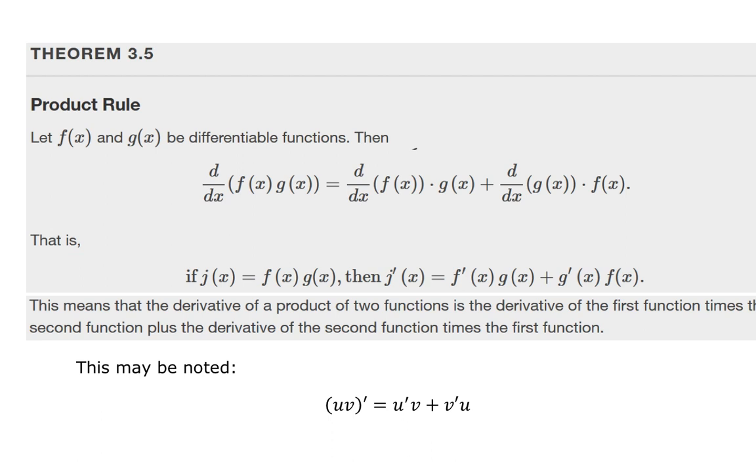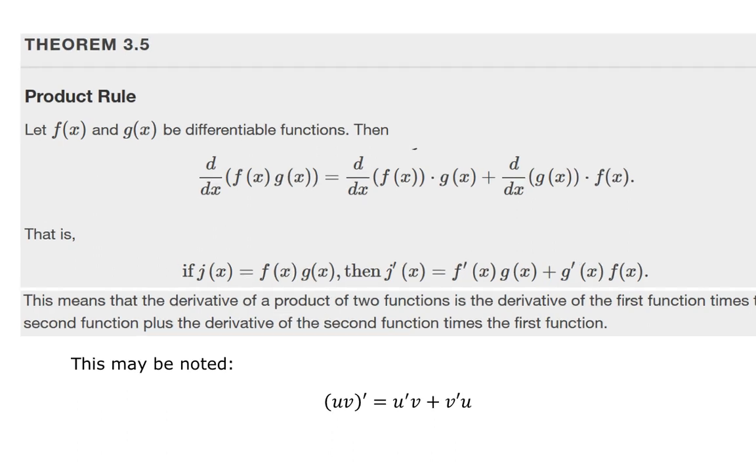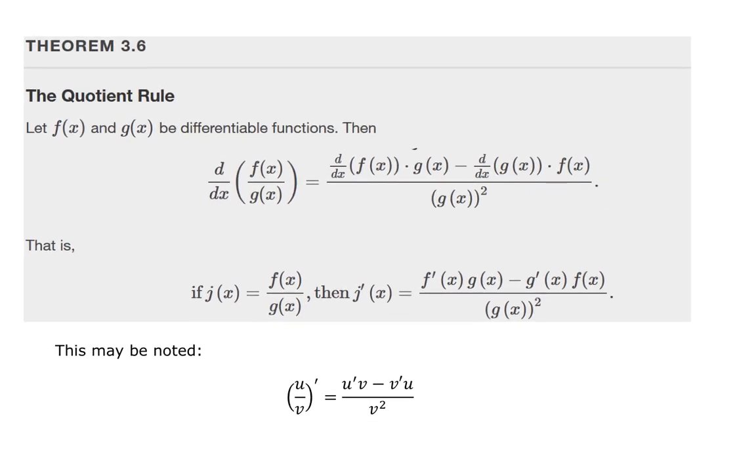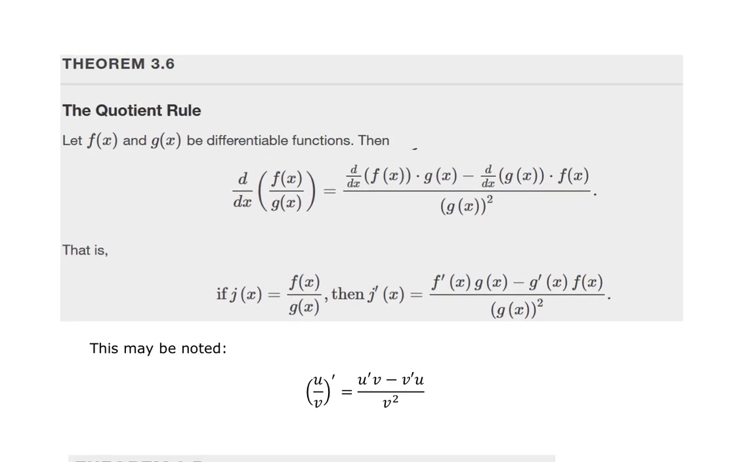You sometimes will see this noted as uv prime is equal to u prime v plus v prime u. That's used a lot specifically with the quotient rule as well. When we start looking at the quotient rule, they use a lot of the uv notation. So here's the quotient rule, and it's a little more involved.